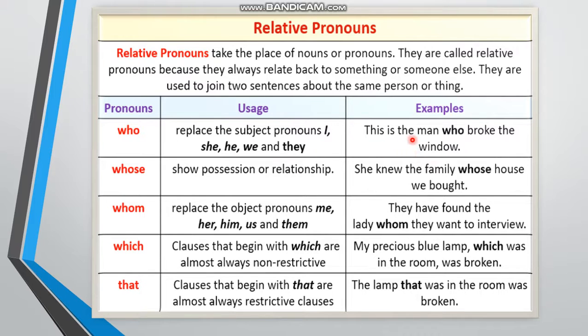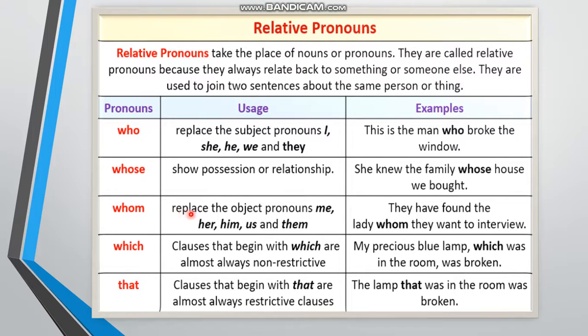Example: this is the man who broke the window. Who broke the window? This is a relative clause, subordinate clause, dependent clause. Whose, to show possession or relationship. She knew the family whose house we bought. Whose house we bought. This is used to show possession.